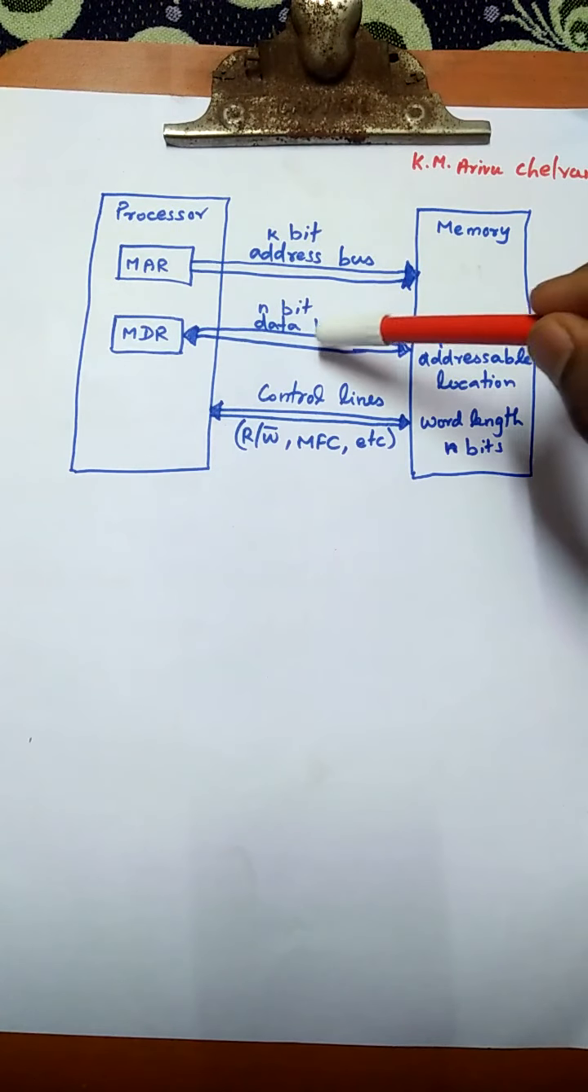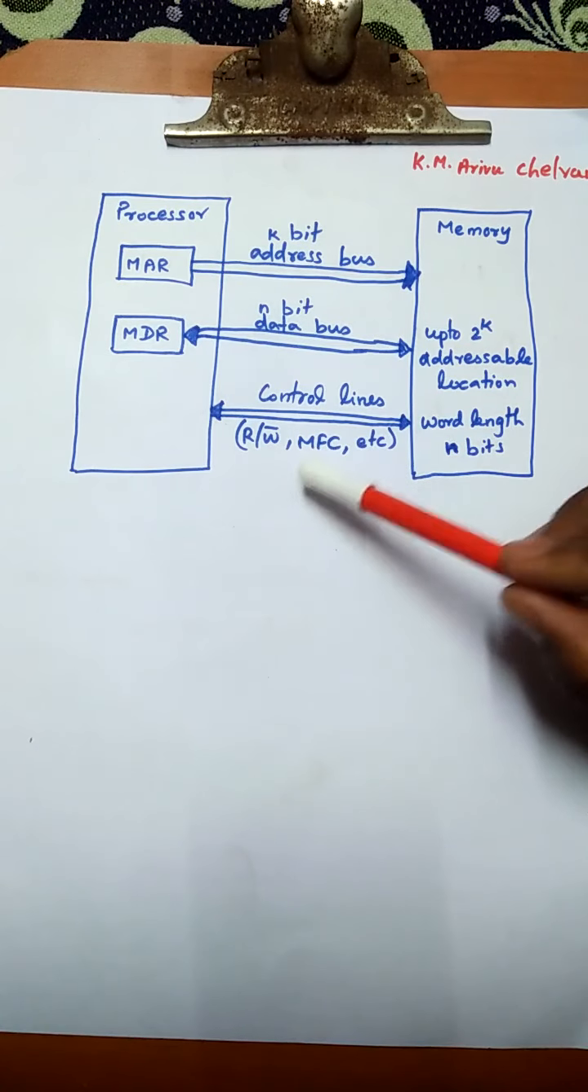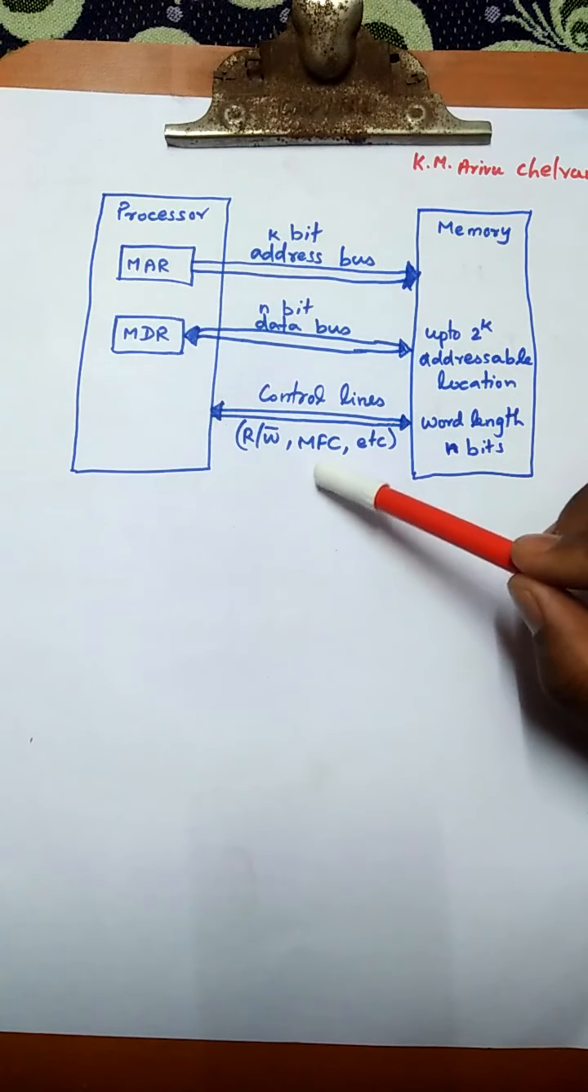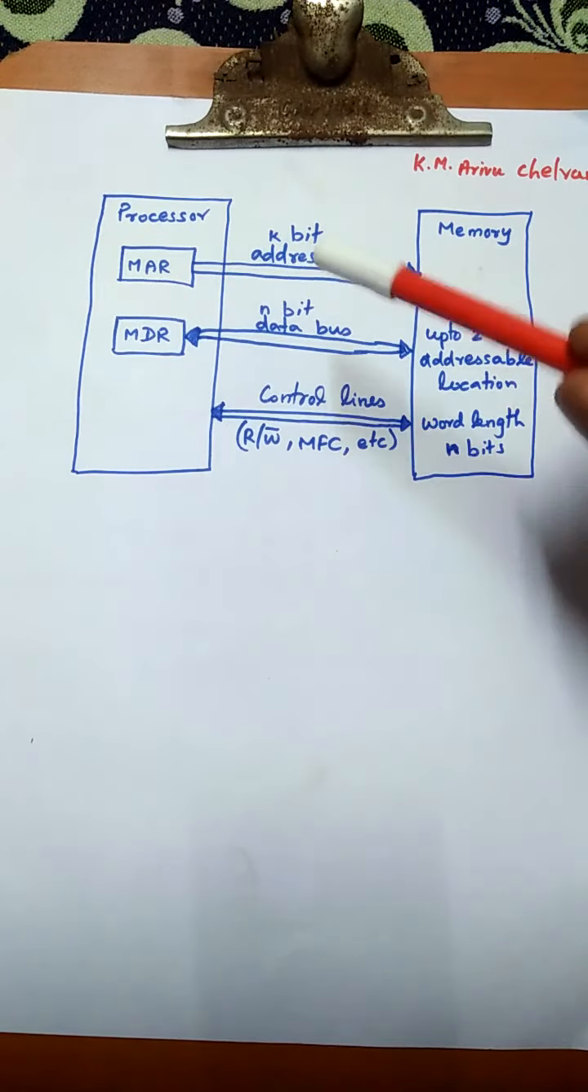After loading the data into the data line, the MFC signal is enabled. MFC means memory function complete. Once this MFC is enabled, the processor understands the data is available in the data line. That data is transferred to MDR.